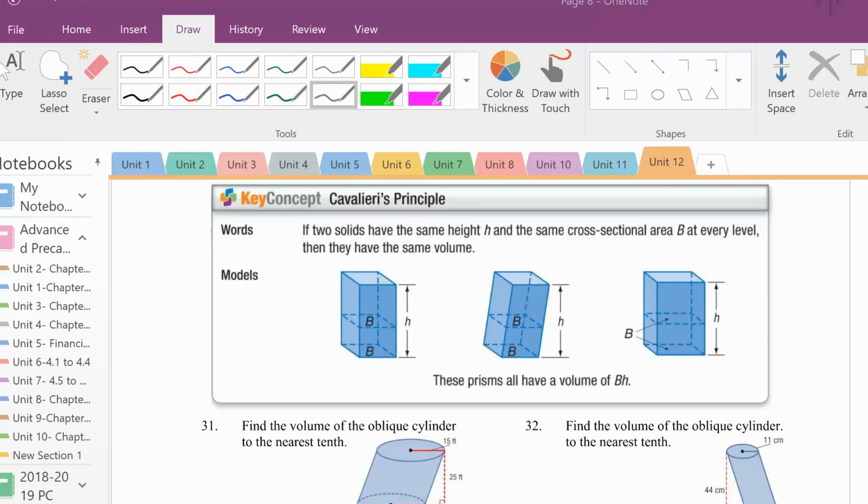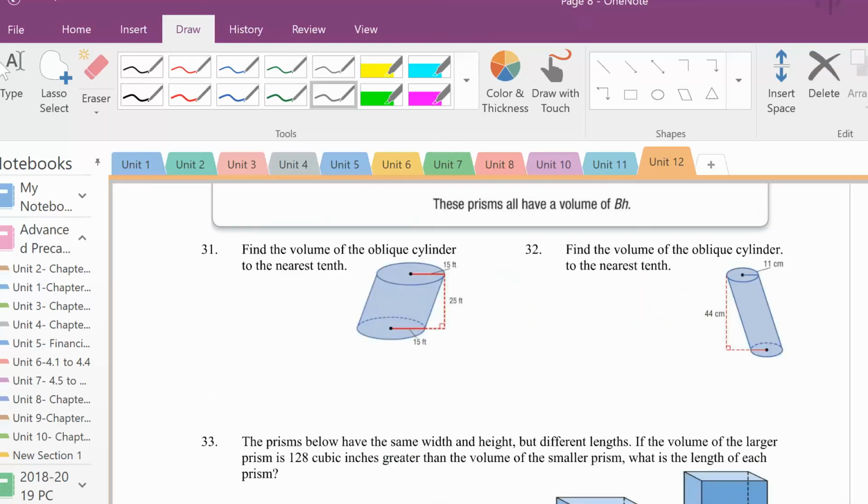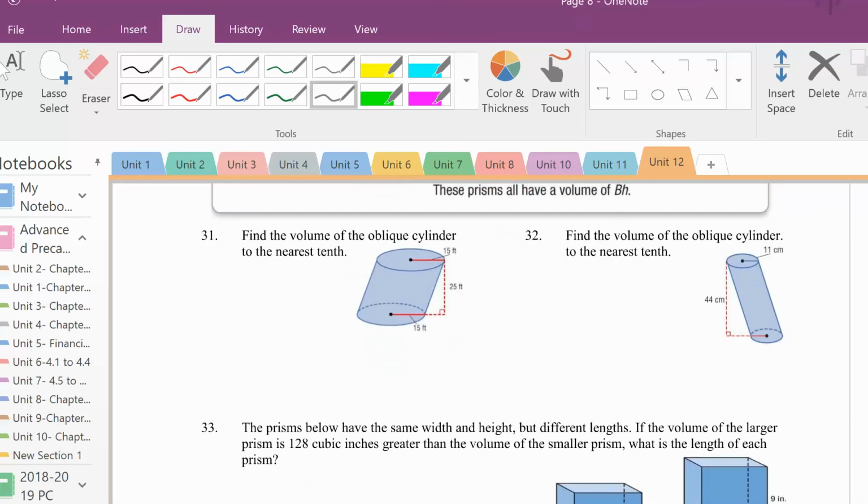So the next principle is Cavalieri's principle. It just says that if it's a prism, even if it's a tilted prism or a straight up and down prism, you're just going to find the volume by going base times height. It doesn't matter that it's tilted or not. It can still hold the same amount of volume.